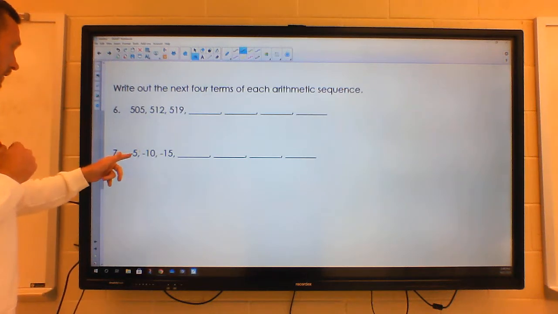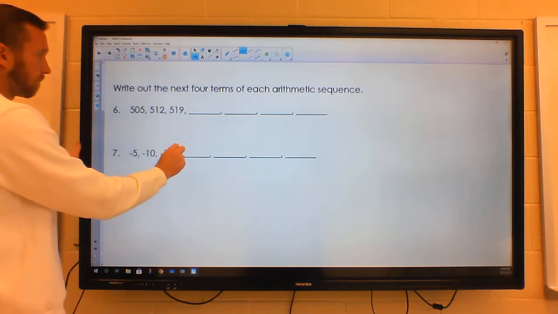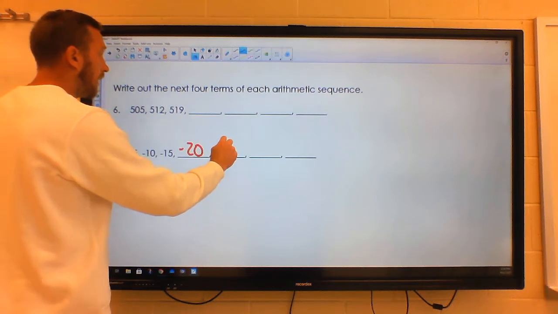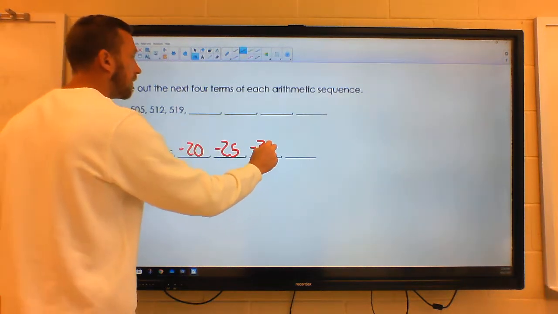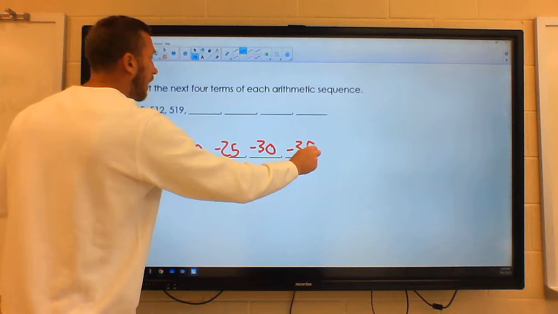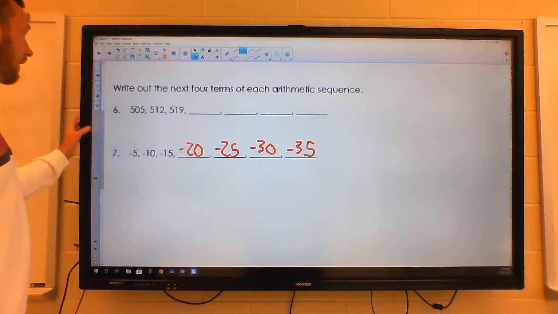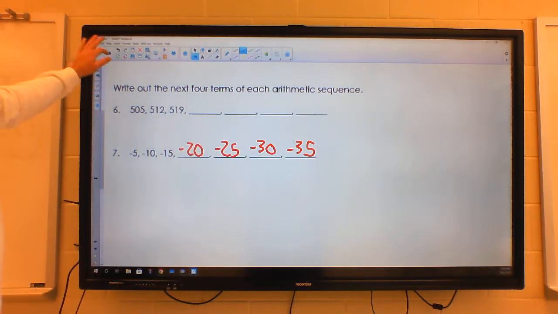Here we go. Subtract 5, or I guess we could be saying add negative 5, add negative 5, add negative 5, add negative 5. Boom. Okay, first 7 answers. There we go.